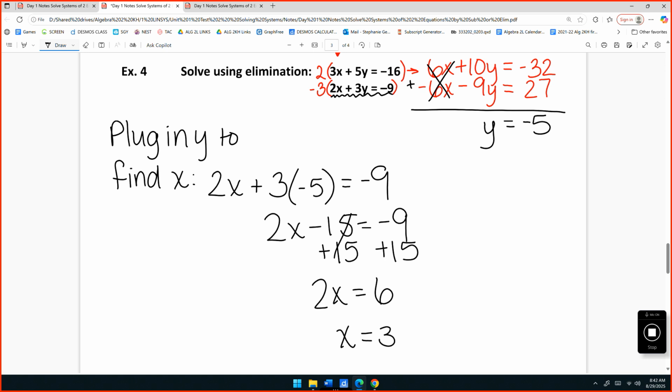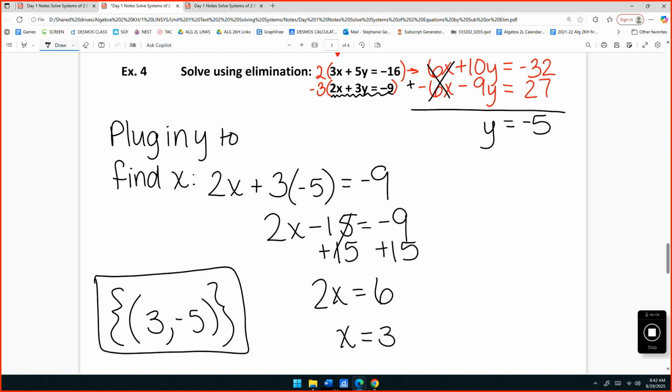Okay, so now I have to find a place to put my answer. My answer is the point 3, negative 5. Just make sure you're always putting x first. No matter what you solve for first, x goes first in the solution. Okay. Okay, there was like 1 week of Algebra 1 review.